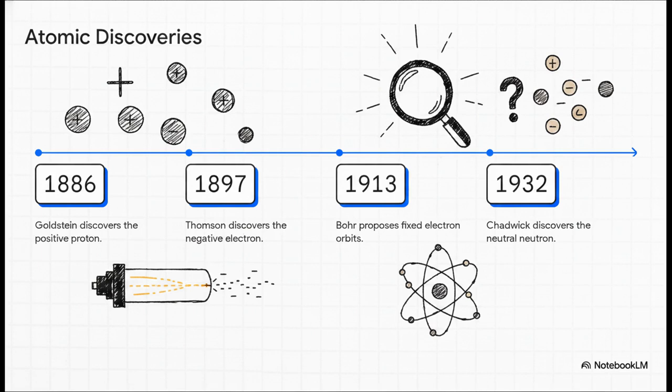Back in 1886, Goldstein discovers these positive particles, the protons. Then, a few years later in 1897, J.J. Thomson spots the negative ones, the electrons. By 1913, Niels Bohr is mapping out exactly how they move. And finally, in 1932, James Chadwick finds the missing puzzle piece, the neutral neutron. Just a few decades, and our whole understanding of reality flipped.